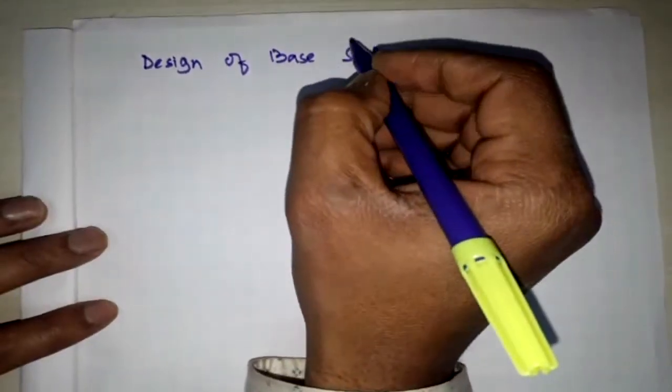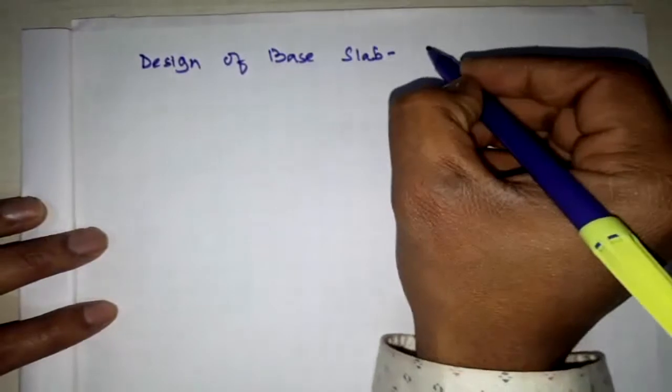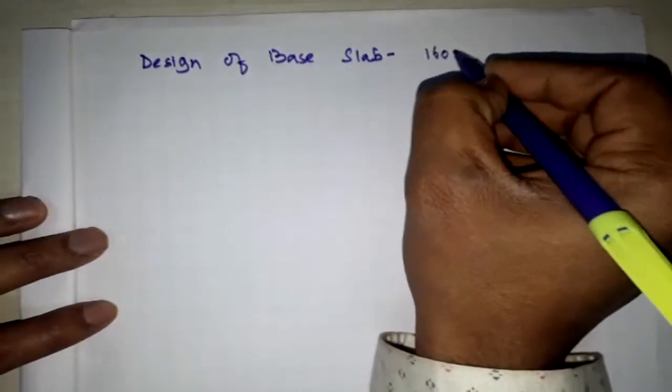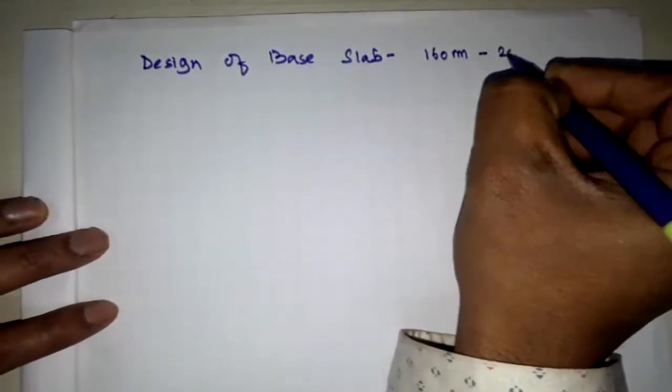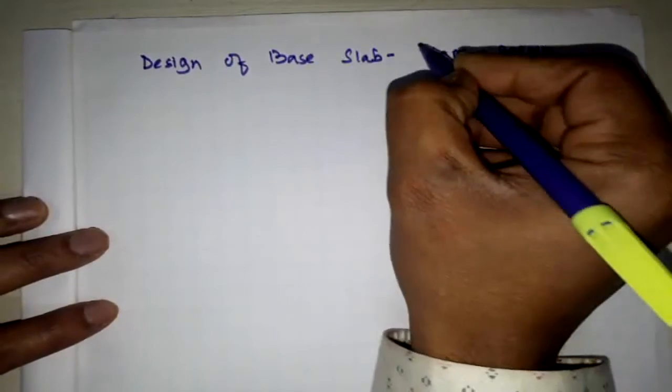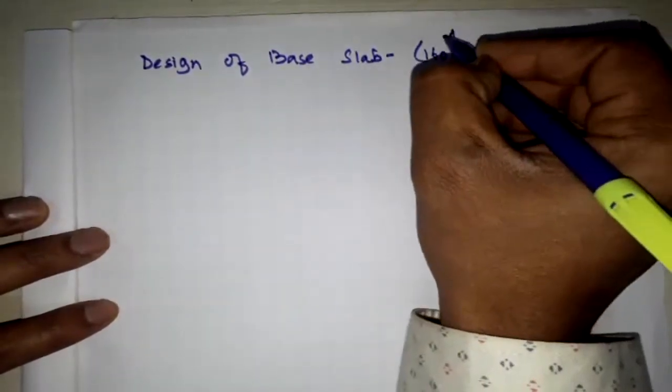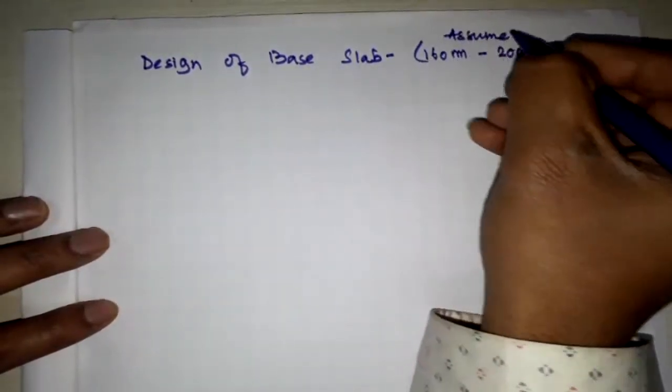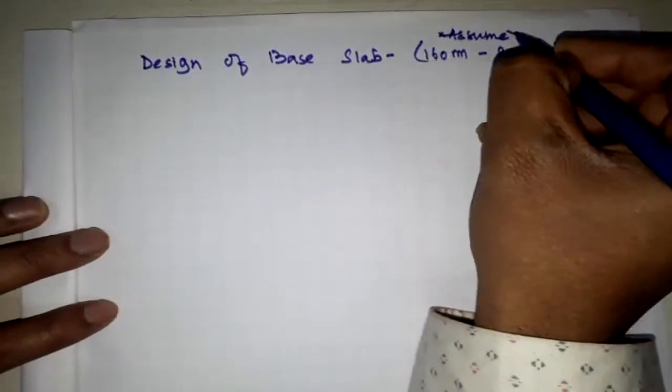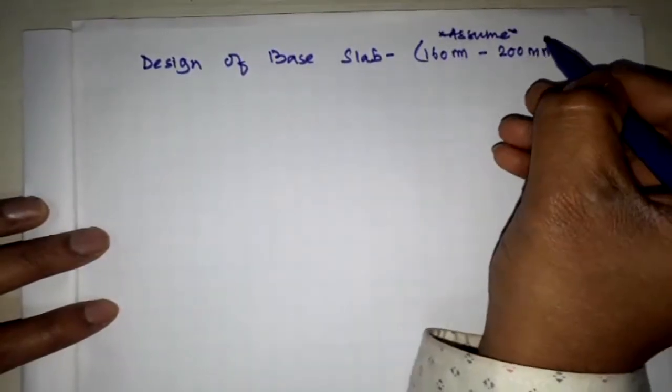These are a base slab. Okay. So again, as I told you, you can assume the thickness 160 mm to 200 mm. This has been told in the previous sessions also, in the previous design.